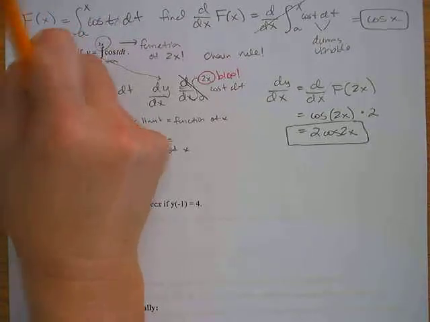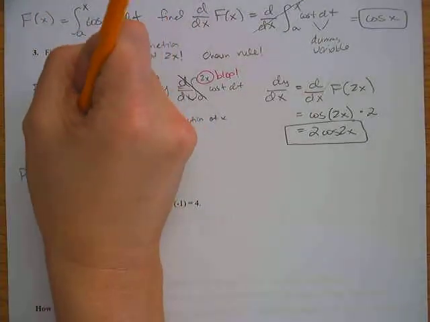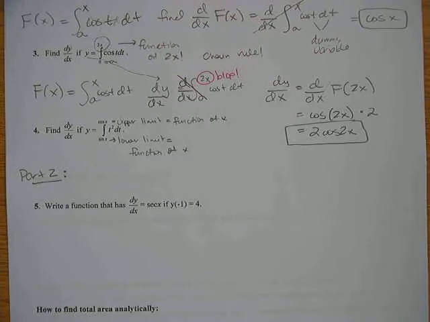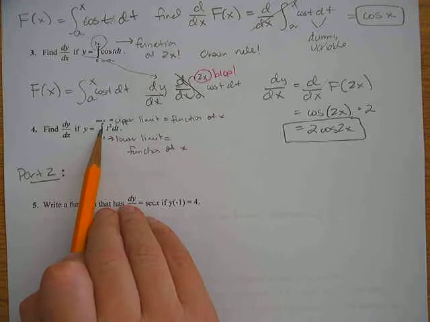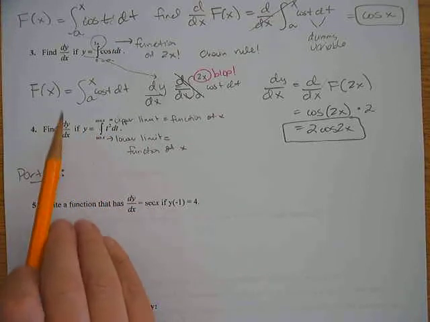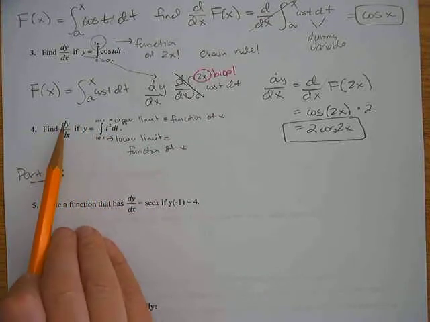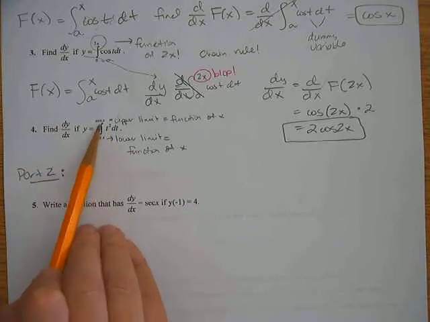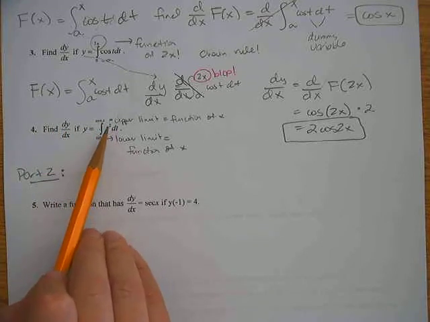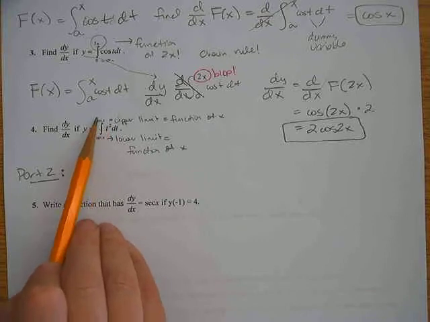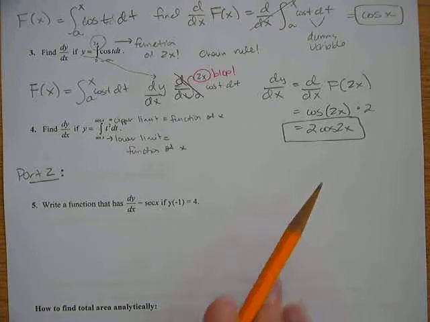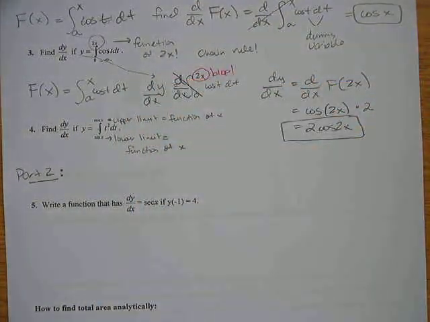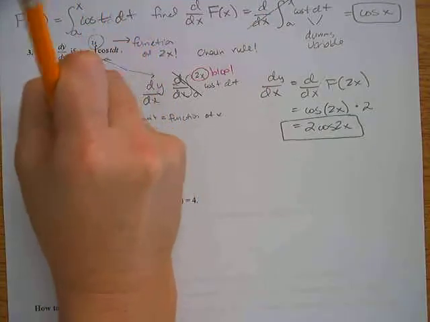The lower limit is a function of x, the upper limit is a function of x. So we're actually going to use part 2 combined with part 1 of the fundamental theorem of calculus. Basically, the integral of t squared means the antiderivative of t squared, but I'm finding the derivative of the integral. So the derivative and the integral cancel out, and I'm left with t squared. But I have to evaluate that t squared at this limit, and then I have to subtract them. That's what part 2 says.